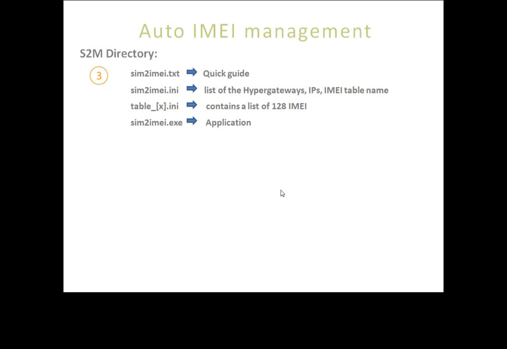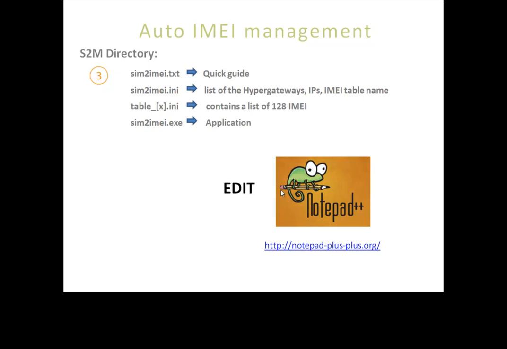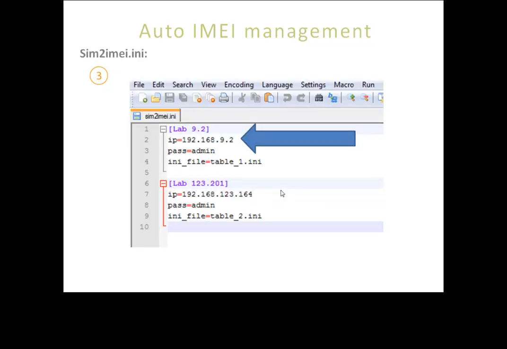So now, let's see what files we need in order to change the IMEI on the GSM gateway. It is very important to use the Notepad++ program for easier addition of these files. The file SIM2 IMEI is composed of fields. Each field has three parts.